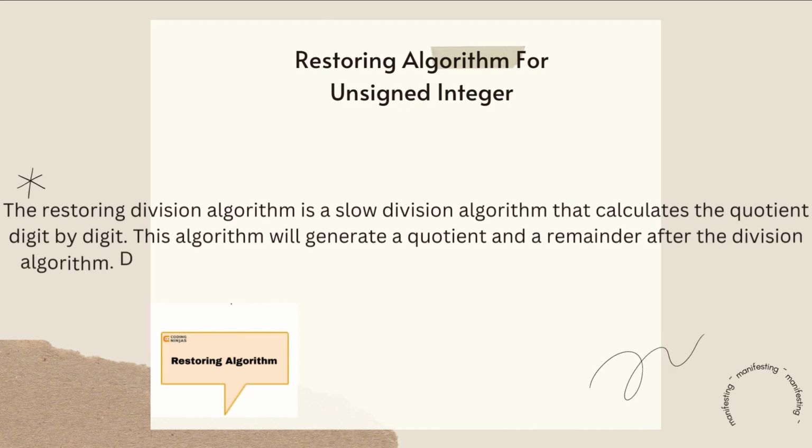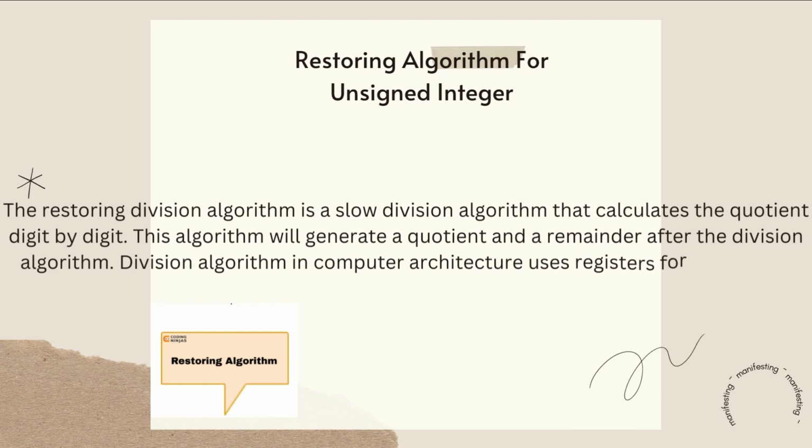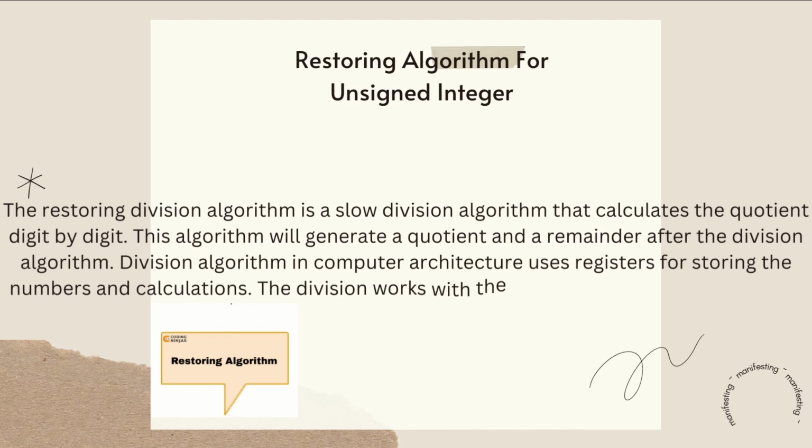The division algorithm is generally of two types, that is fast algorithm and slow algorithm. Goldschmidt and Newton-Raphson are types of fast division algorithm, and SRT algorithm, restoring algorithm, non-performing algorithm, and others are types of slow division algorithm.